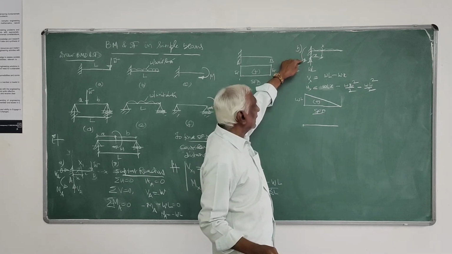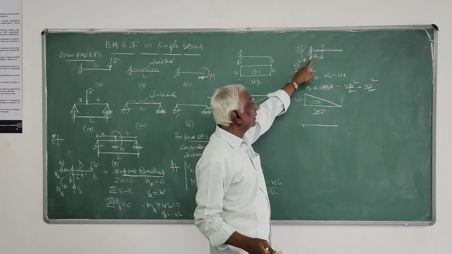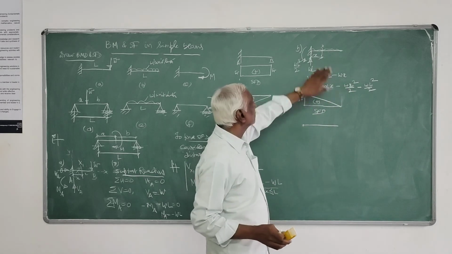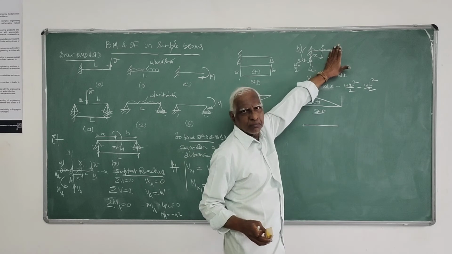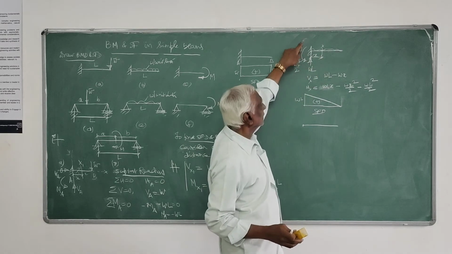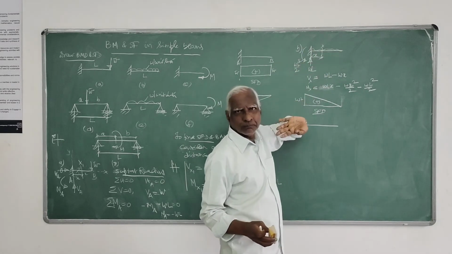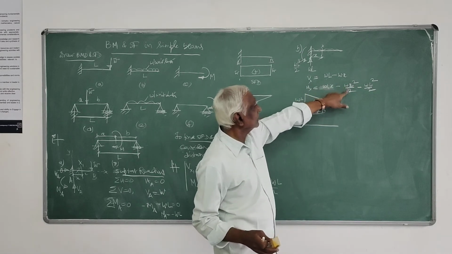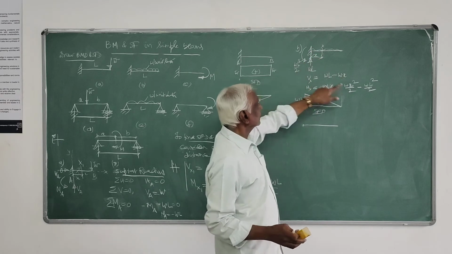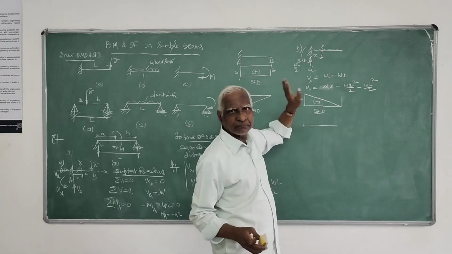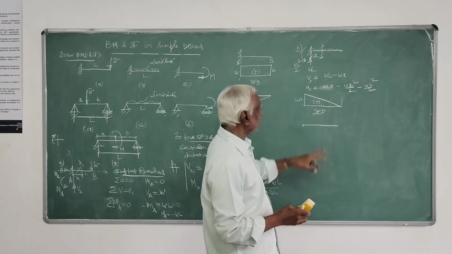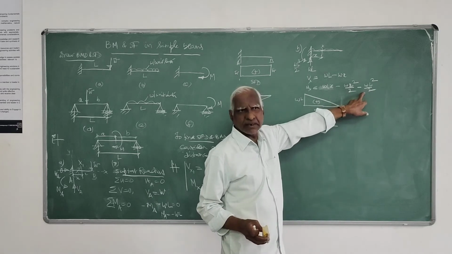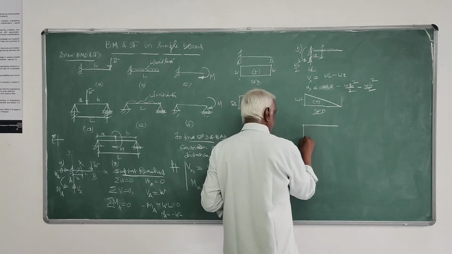Moment, minus WL squared by 2. This is WL into x, due to this is Wx squared by 2. If you take the algebraic sum of moments, moment due to this reaction, this load, this is due to this reaction, this is due to this load, this is this moment. All the three are there. When x is equal to 0, it is minus WL squared by 2, and at x equals L, it is minus WL squared by 2.